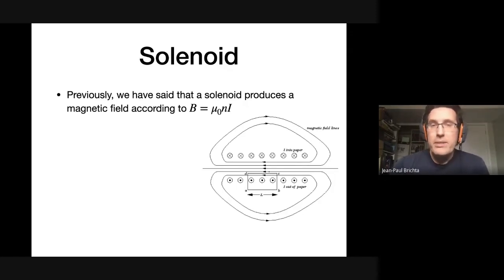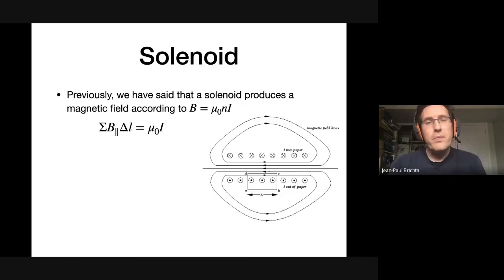But the idea is that outside of the solenoid, we want those magnetic field lines to be as small as possible. And in a perfect solenoid, they're actually 0, but there is no such thing as a perfect solenoid. So the idea is to keep the magnetic field very large down the middle of the solenoid and very small outside of the solenoid.